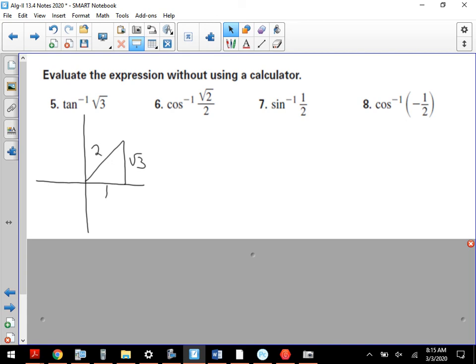For tangent to work, it's positive. Had to go first quadrant. I'm assuming most of you guys have gotten this far. What angle has opposite the root 3 and the adjacent, the 1, the 60. So there's your 60. So your answer here would be pi over 3.